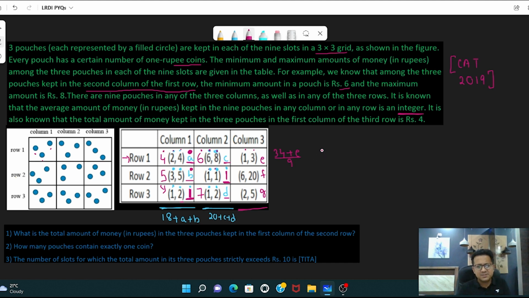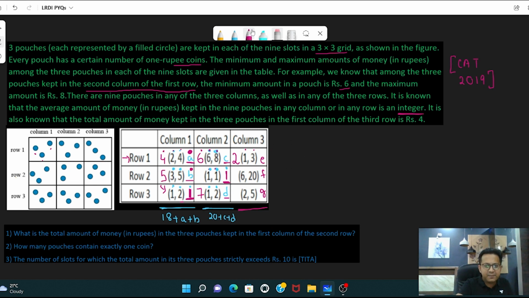So the only possible value of A is 2. Remember, E has to be between 1 to 3, because E has to be in the range 1 to 3. So if you put E as 2, the numerator becomes 36, and 36 by 9 is an integer. Super awesome. So E got to be 2. Clear? Awesome. Let's take the next one.